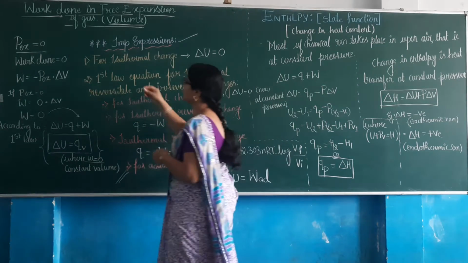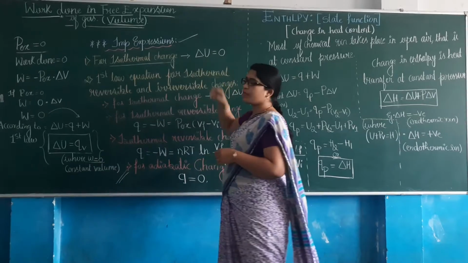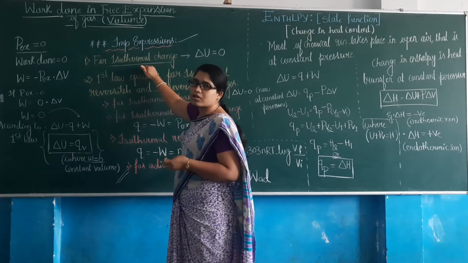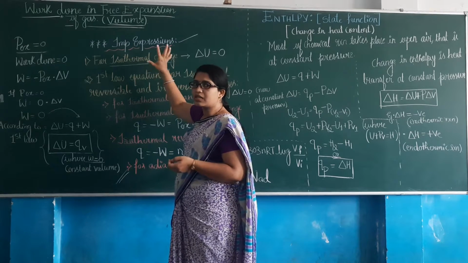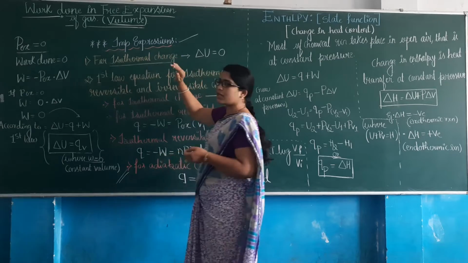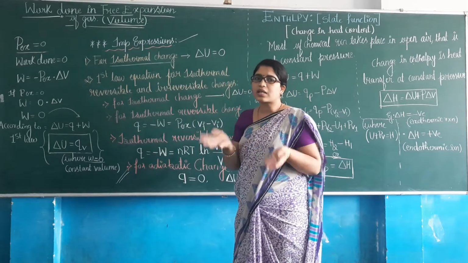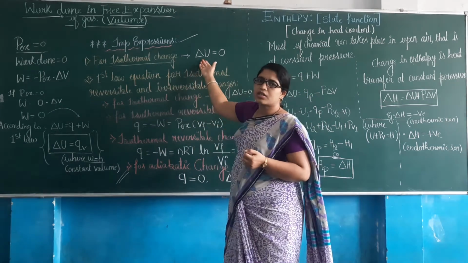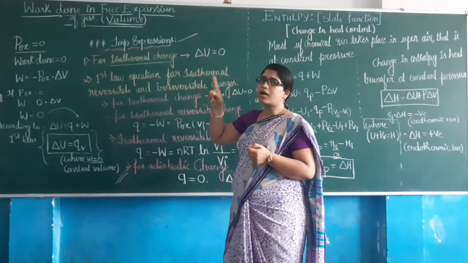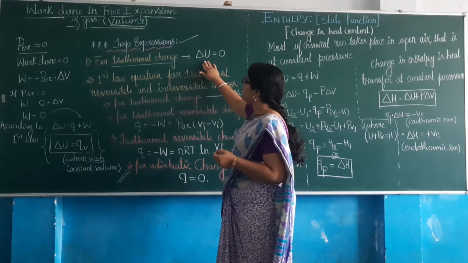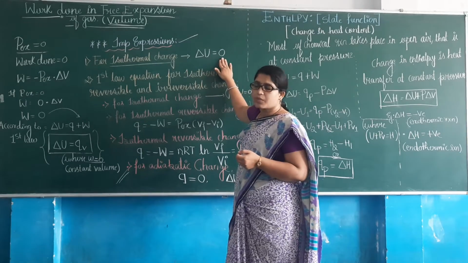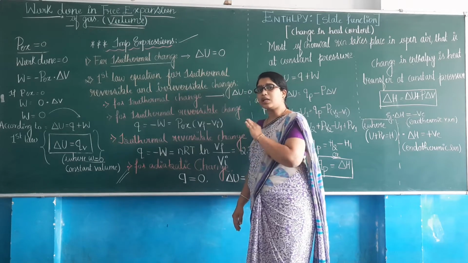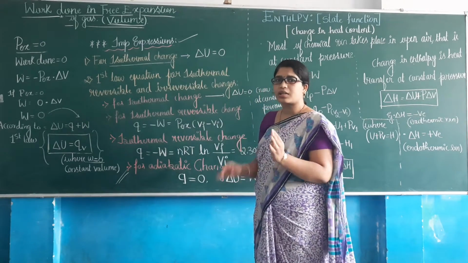They are for isothermal change. What will be the change in internal energy? We have discussed that isothermal means at constant temperature, same temperature. Thermal indicates temperature. Isothermal change means there is no change in temperature. When temperature is not changing, it is constant, so I will put the value as 0. So change in internal energy in isothermal processes is constant, it is 0.